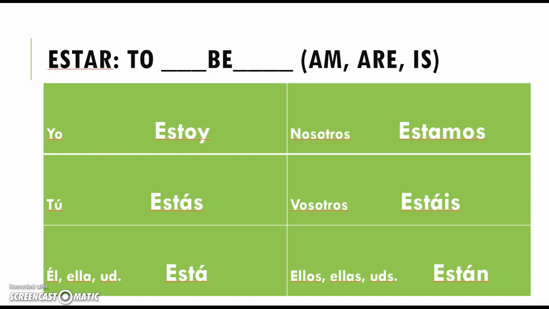Este capítulo vamos a concentrar en el verbo estar. Otra vez, estar significa to be. Yo estoy, tú estás, él, ella, usted está, nosotros estamos, vosotros estáis, ellos, ellas, ustedes están. We've actually seen this before. We learned it at the very beginning of Spanish 1 when you ask the question, ¿Cómo estás? How are you? And you respond, Estoy bien.